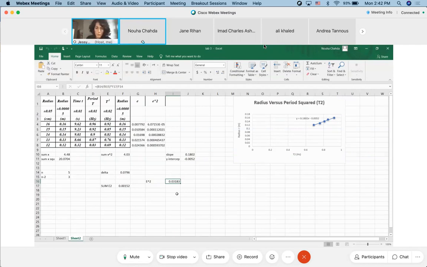Okay, so you found, so the slope is 0.18 and the uncertainty is radical of 0.03. Yes.